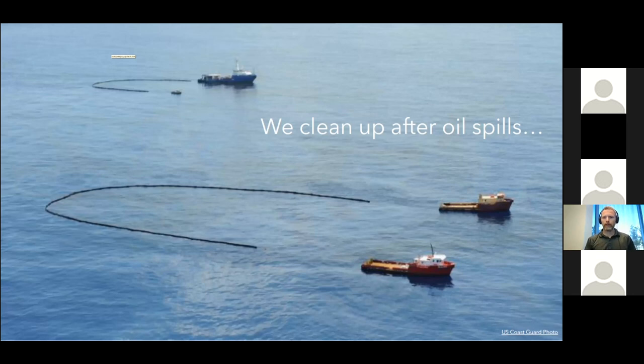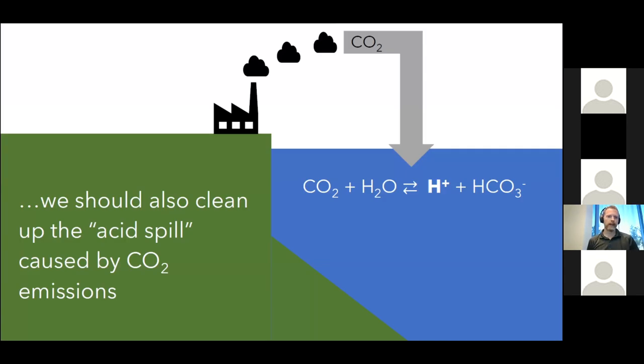So if we have an oil spill in the ocean, we clean it up, right? We clean up the mess that we create. And the premise of CMATE is that we should be doing the same thing with what is essentially the acid spill being caused by CO2 emissions. So increasing carbon dioxide concentrations in the atmosphere is leading to increased acidity in the oceans. And just like we clean up after ourselves with spills in the ocean, we should do the same in this case.